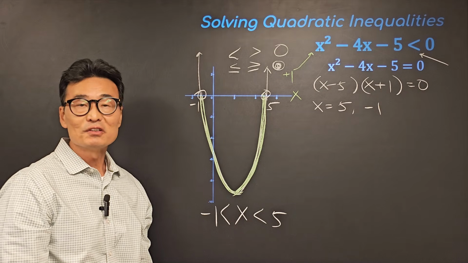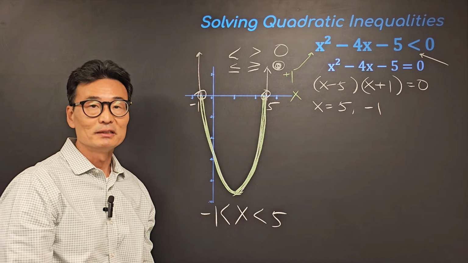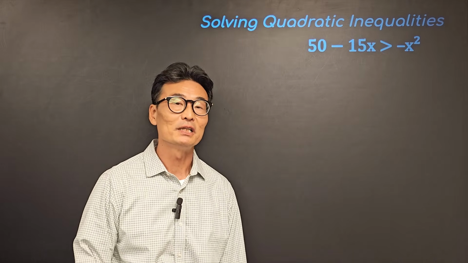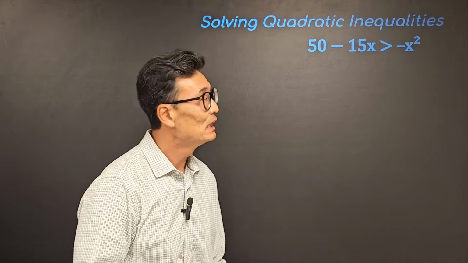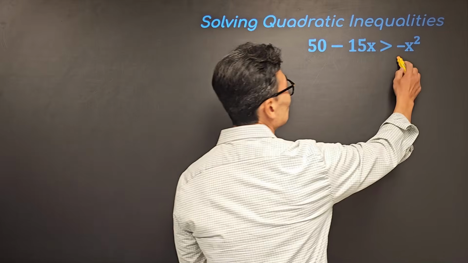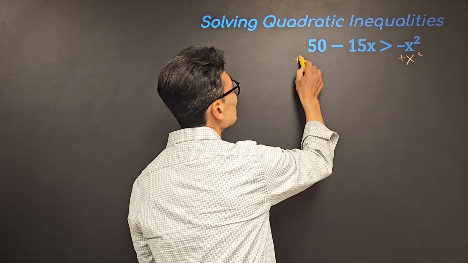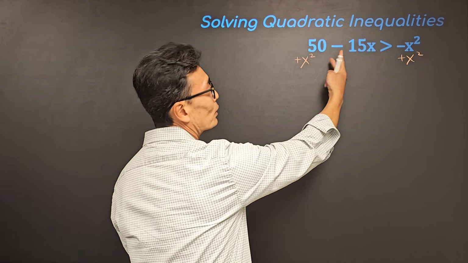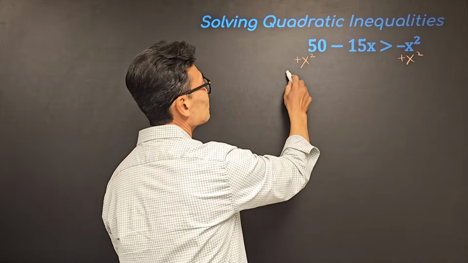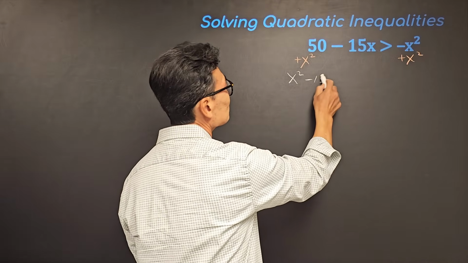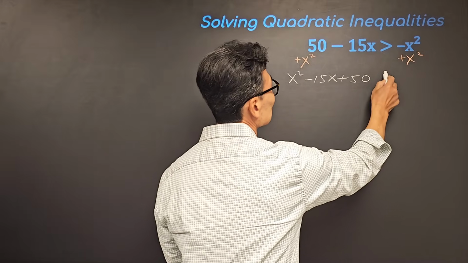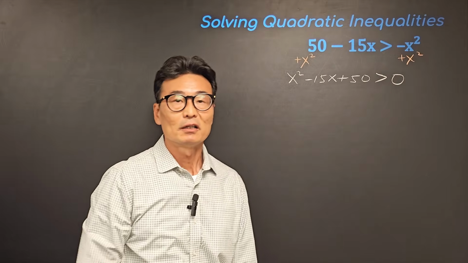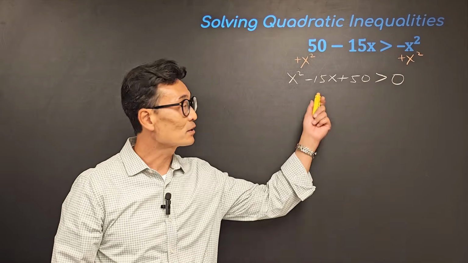So let me do another example using the algebraic method. With this example, I'm going to be solving it using the algebraic method, meaning without graphing it. First, I'm going to add x squared to the left and the right side, and also switch the order of 50 and the 15x. Like that. Next, I'm going to factor this.